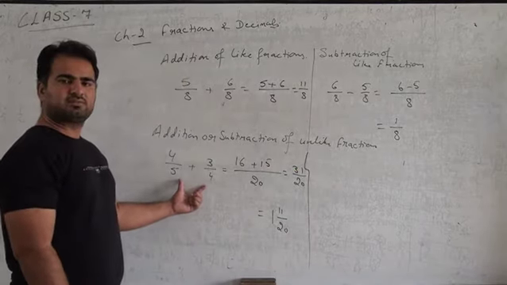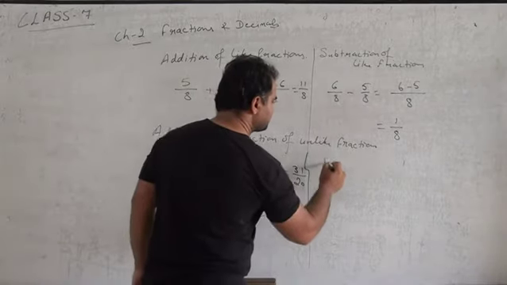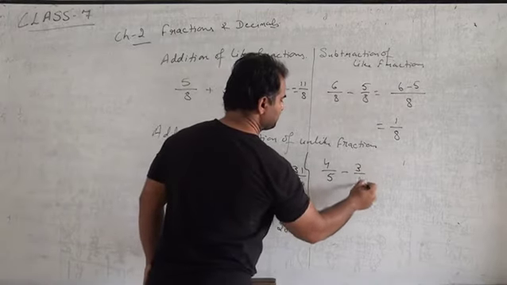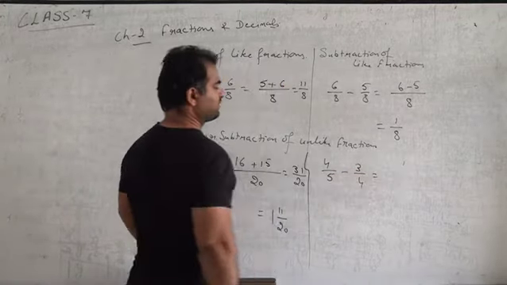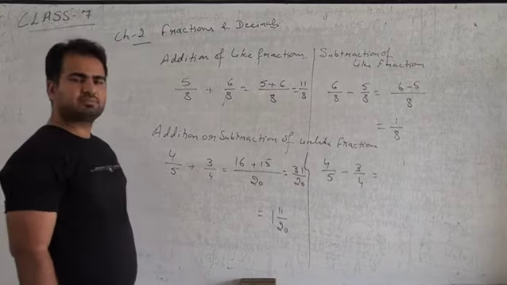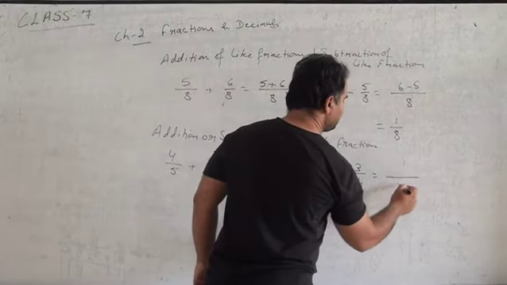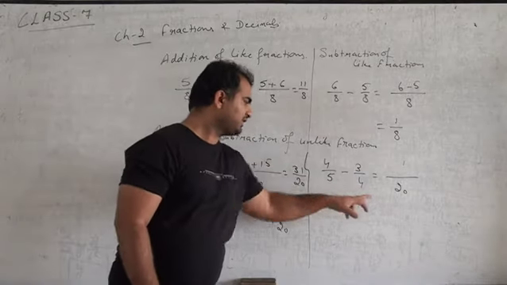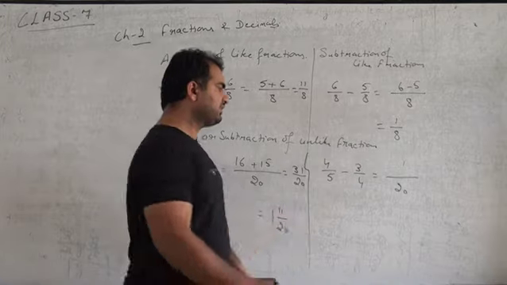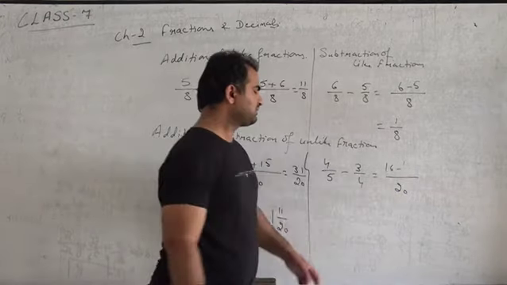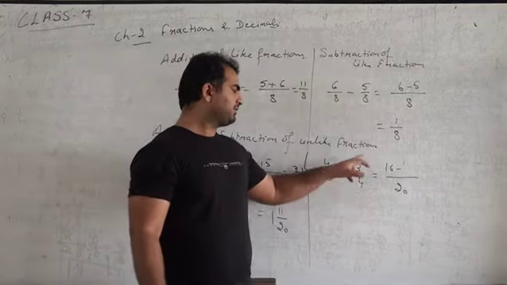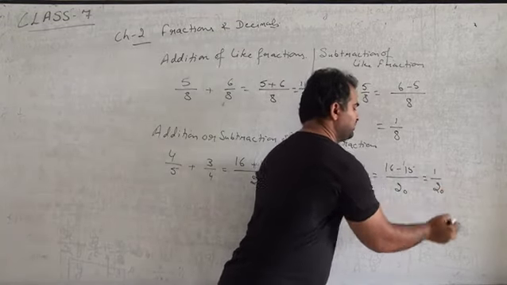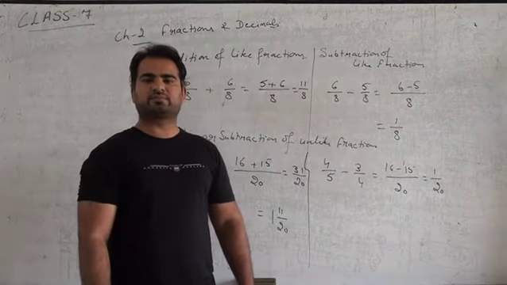So we will subtract both of these. 4 upon 5 minus 3 by 4 equals to. We have to find the LCM, and we know it is 20. We have already seen that 20 divided by 5 is 4, and 4 into 4 is 16. Minus 20 divided by 4 is 5, and 5 into 3 is 15. It will be 1 by 20. This is the final answer.